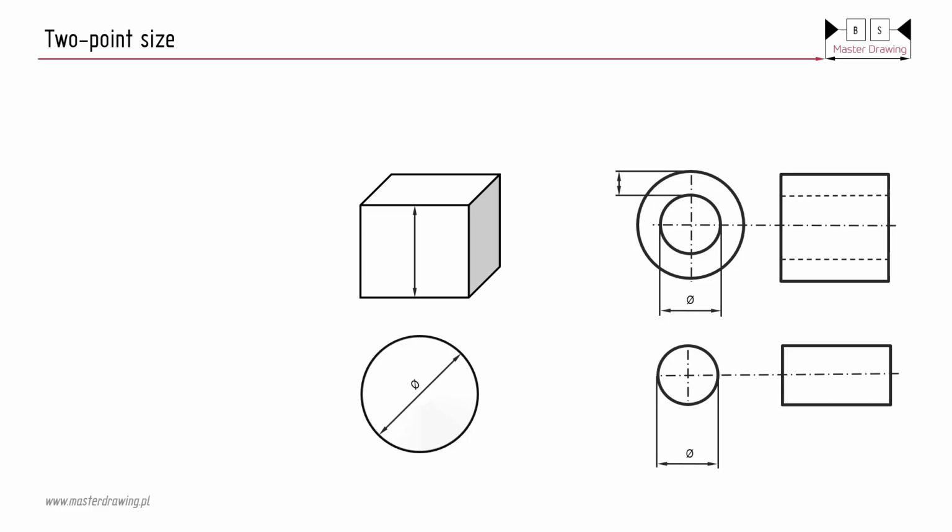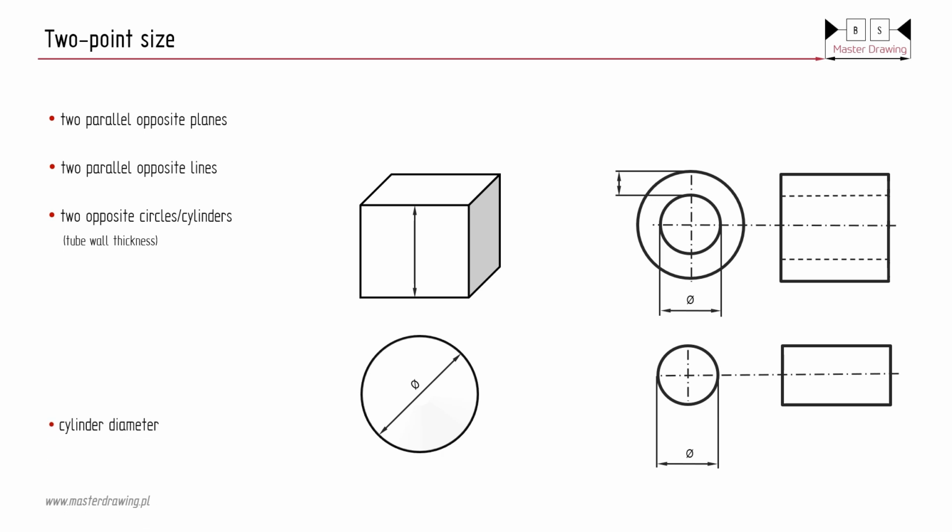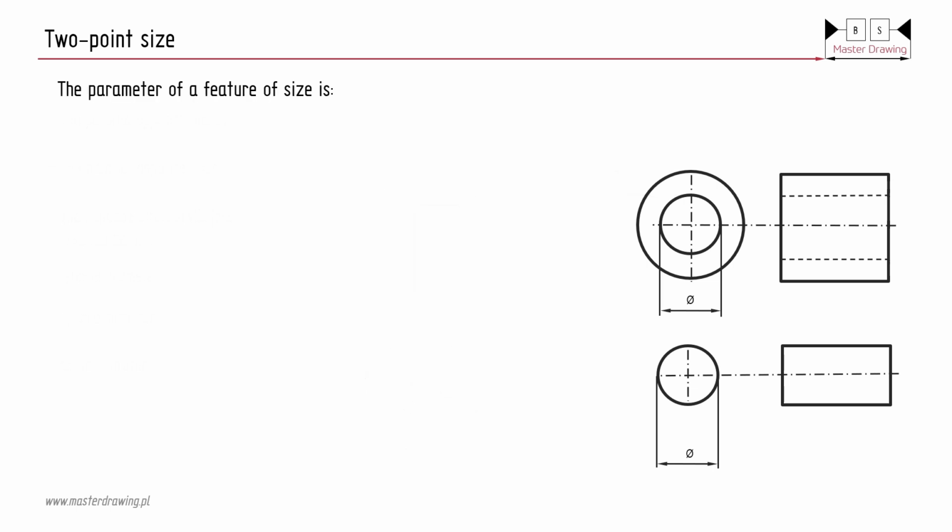A linear feature of size is a geometrical feature that has its own linear dimension called size. This size can be, for example, the distance between two parallel and opposite planes or lines, the thickness of a tube wall, or the diameter of a feature. The parameter characterizing a dimensional feature is its internal or external size.